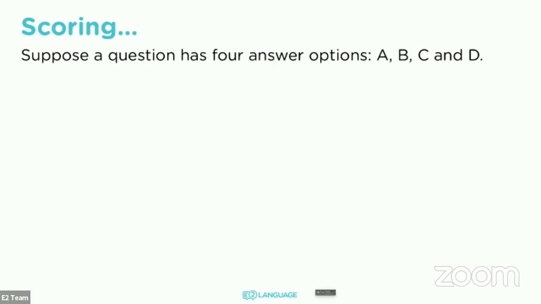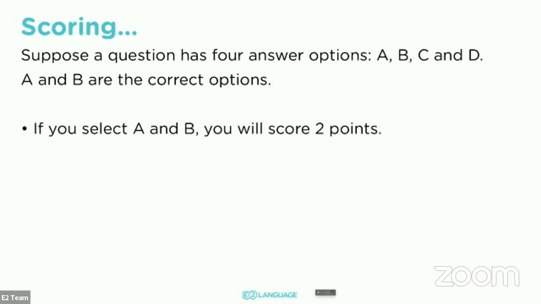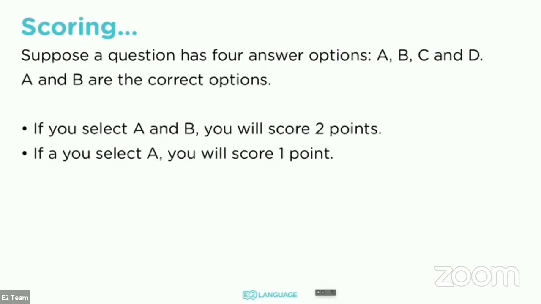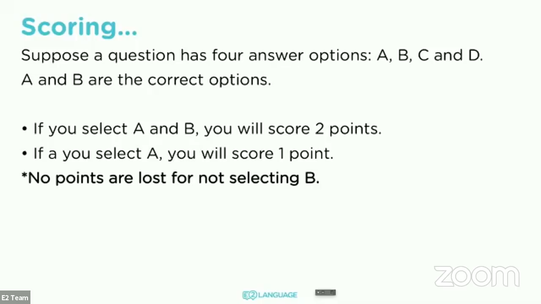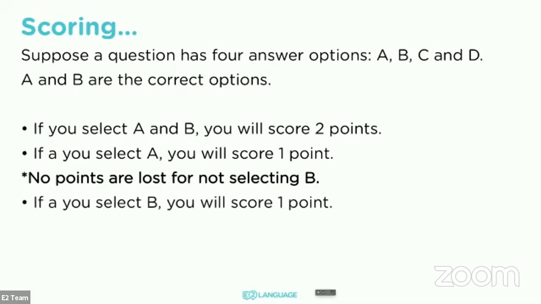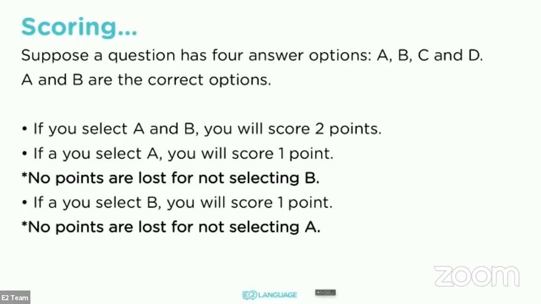Let's just go through the scoring because it has negative marking. Suppose a question has 4 answer options, A, B, C, and D. Let's say that A and B are the correct answer options. If you select A and B, you'll get 2 points or 100%. If you just select A, you'll get 1 point or 50%, and no points are lost for not selecting B. If you select B, also you'll get 1 point or 50%, and no points are lost for not selecting A.